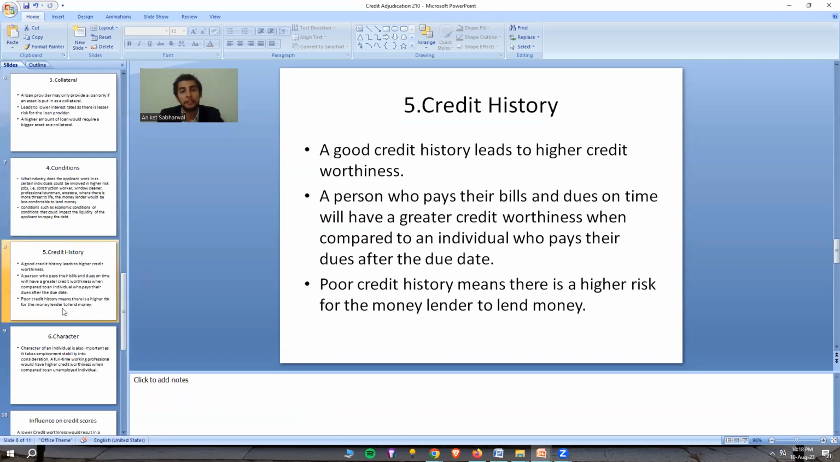Credit history. A good credit history leads to higher creditworthiness. A person who pays their bills and dues on time will have a greater creditworthiness when compared to an individual who pays their dues after the due date. Poor credit history means that there is a higher risk for the money lender to lend money.